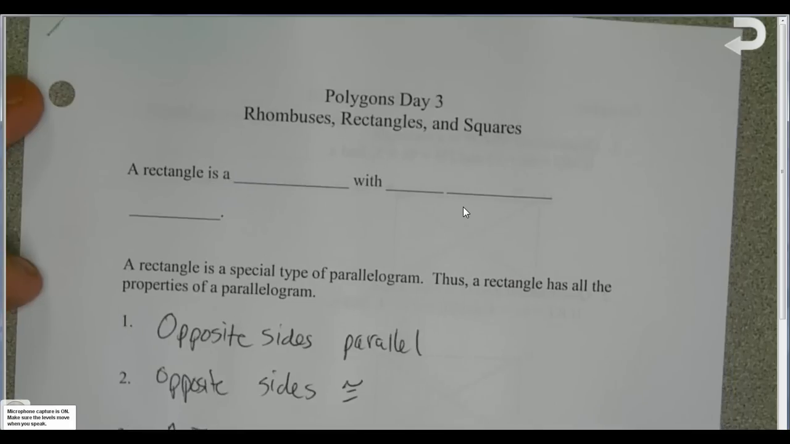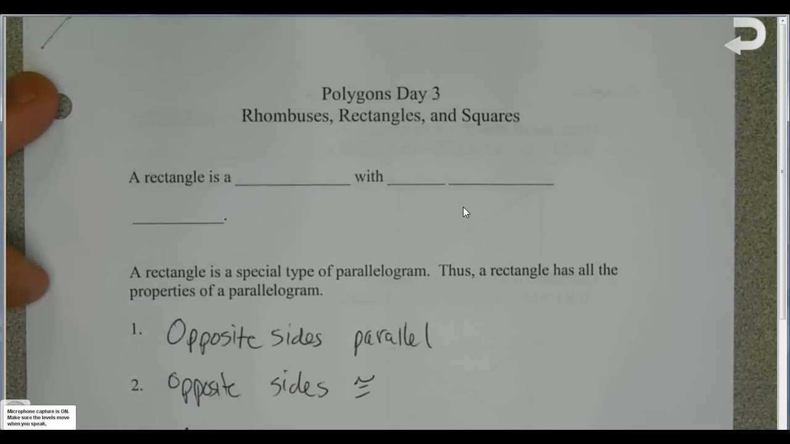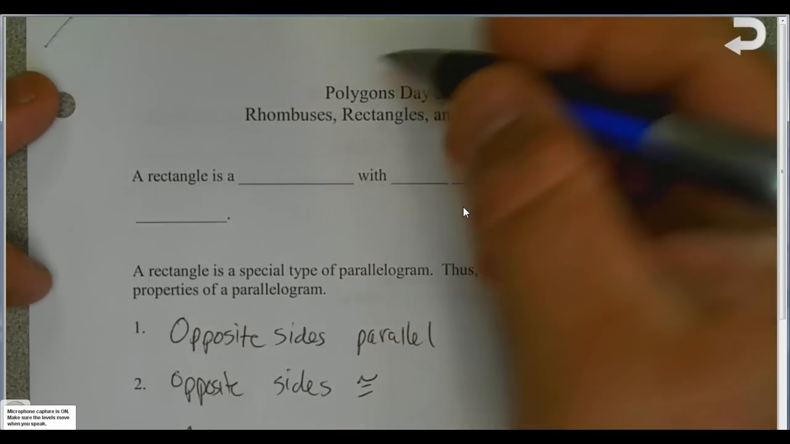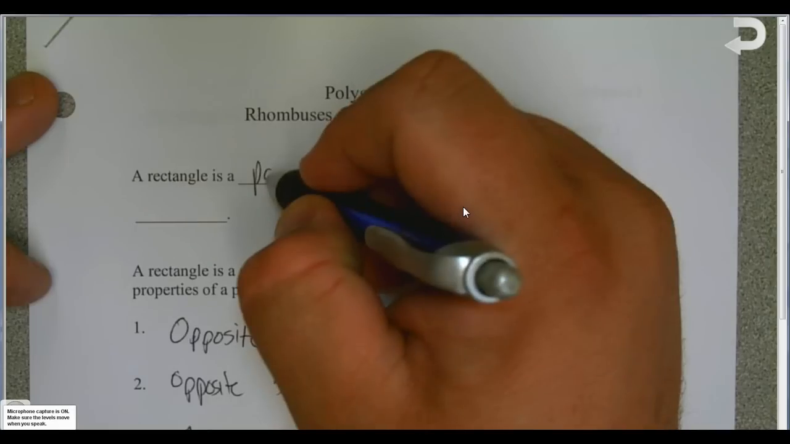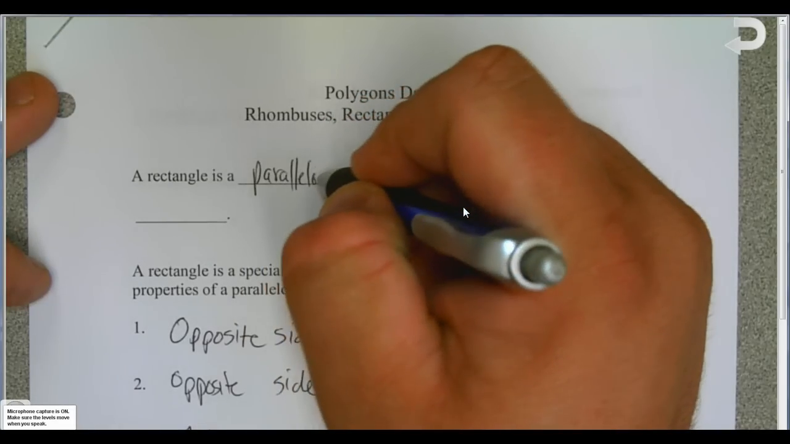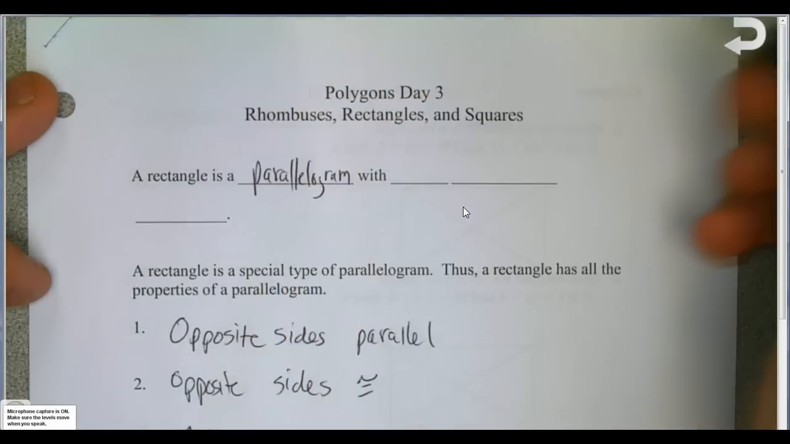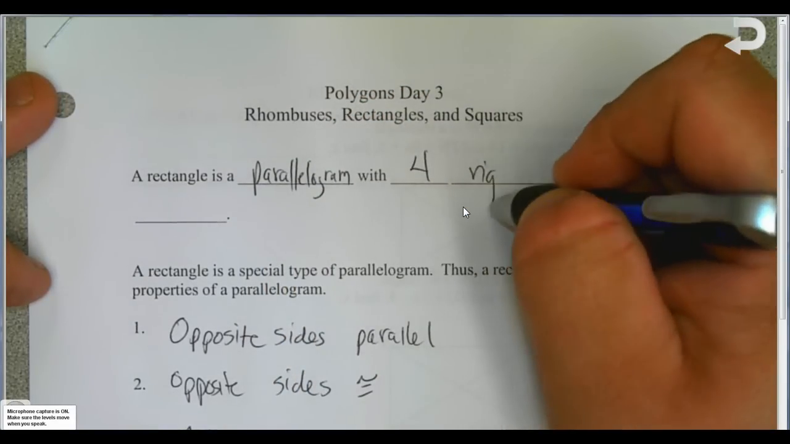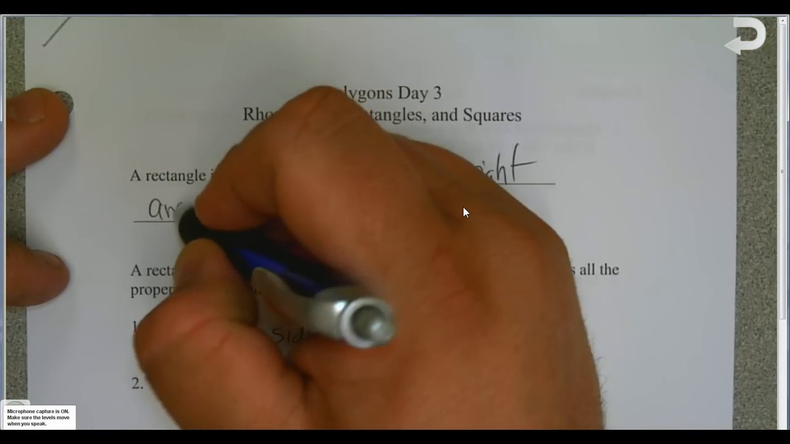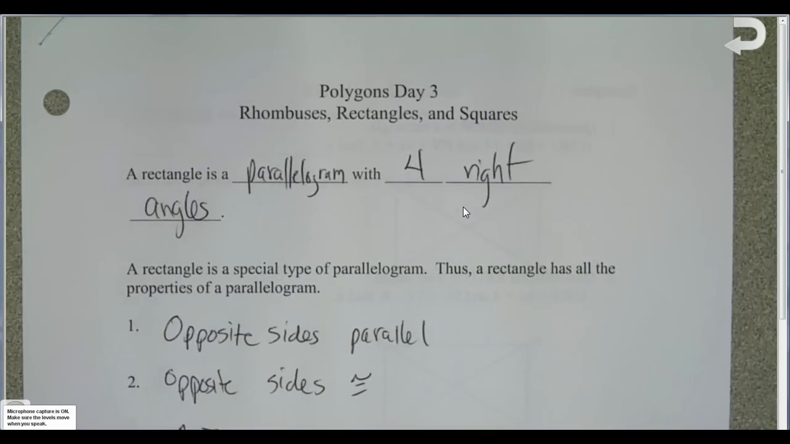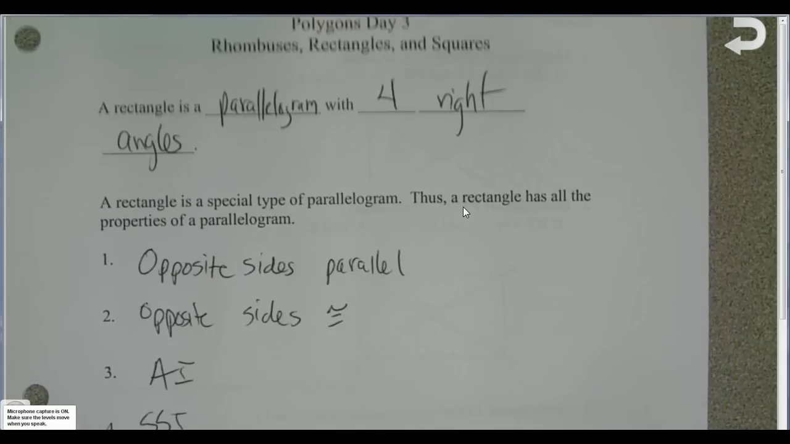So the first shape we're going to talk about is rectangles. And a rectangle is a parallelogram with 4 right angles. Now I bet you're going, wait a minute, a square has 4 right angles. But the problem with the square, we're going to see in a couple minutes.